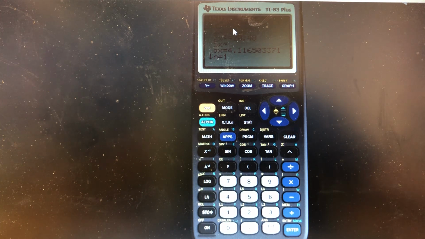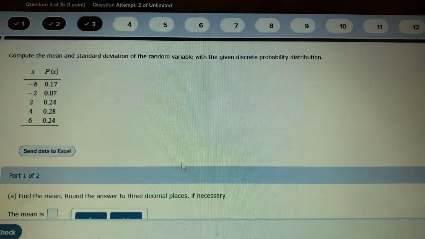1.88 is the mean. The top one's the mean. This happened to be the same thing, but the mean is x-bar here. And then the sigma is the standard deviation. So 1.88 and 4.117. Bump that up to a 7. 4.117.